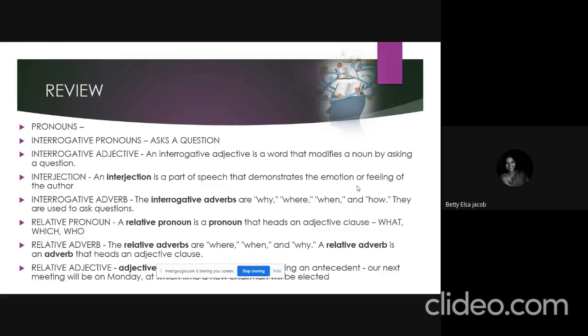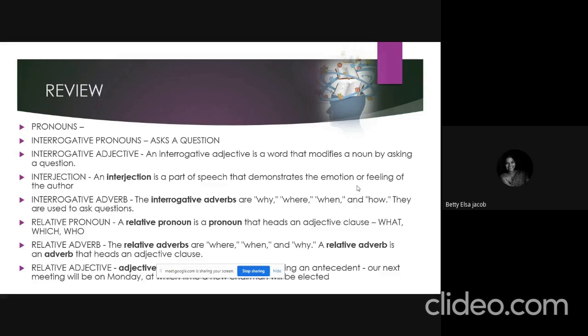Now, an interrogative adjective is one where you find a noun attached to this interrogative word, this particular WH word. For example, what name have you given to the child? Now, here, what is not an interrogative pronoun, but what qualifies the noun name. What name have you given the child? Here, what qualifies the noun name, so it's an interrogative adjective.